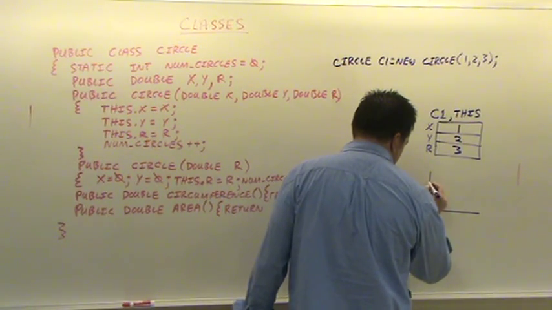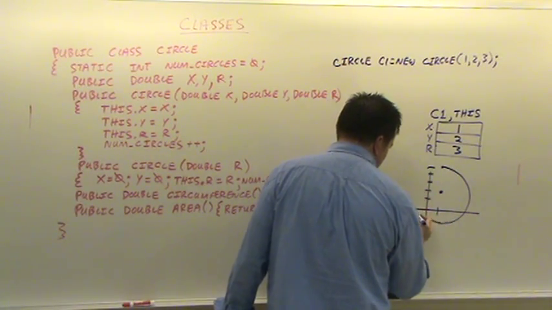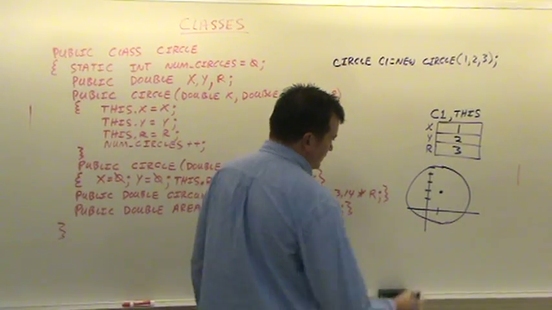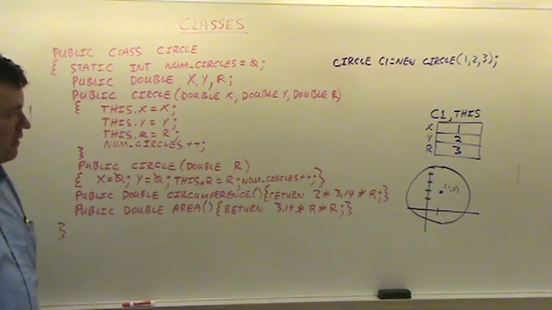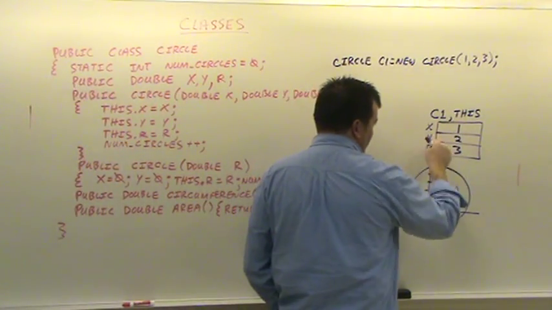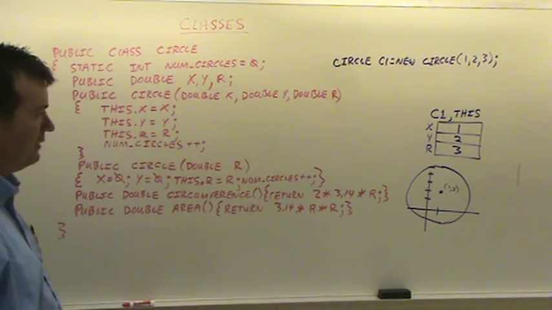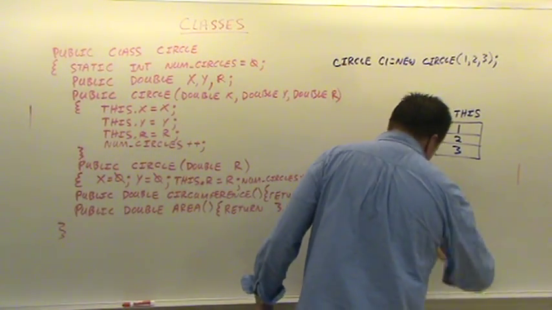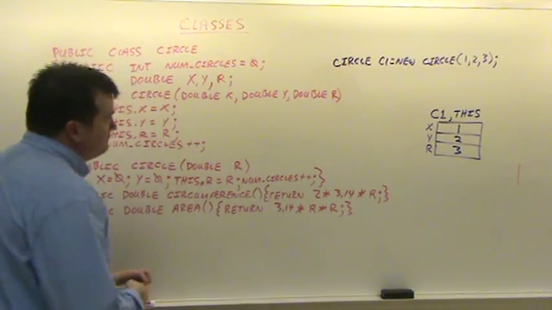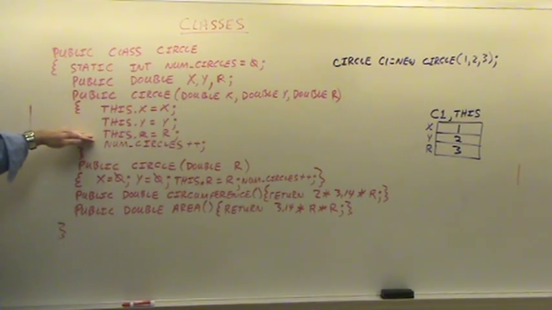So the circle looks something like this. The center is 1 and 2, and the radius is 3. Now the only thing that we have in storage is these 3 fields. This is just like in our mind. There's no actual circle anywhere in memory. And then we could create, if we wanted to, after this is now done, we have, what do we have here?